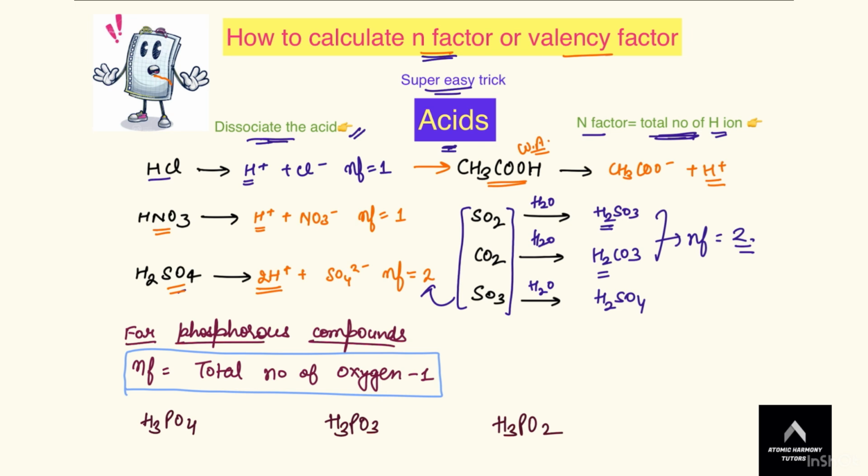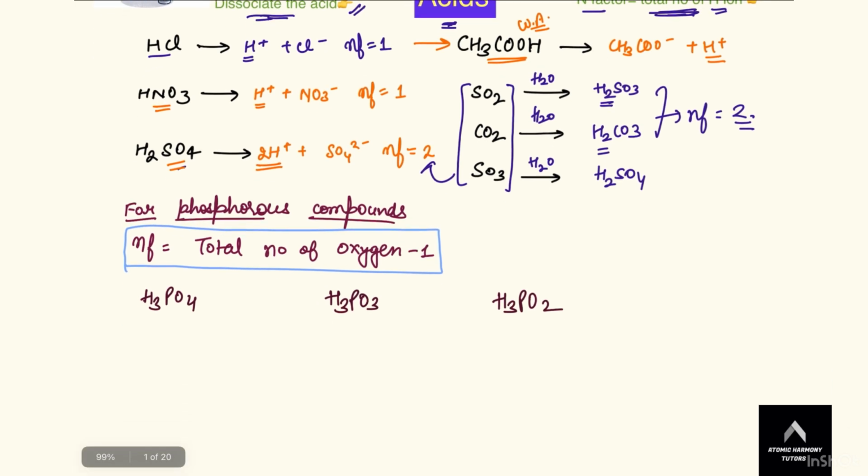But in case of compounds like phosphorus compounds, your n factor is equal to the total number of oxygen minus 1. Only calculate the total number of oxygen minus 1. Now H3PO4, what is the total number of oxygen here? 4. Subtract 1 from it, then 3. So this is our n factor.